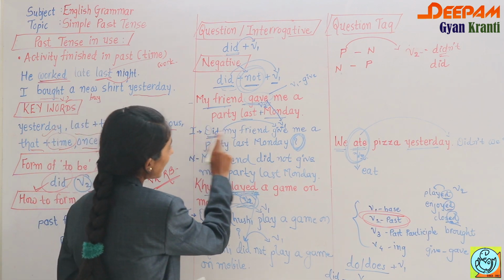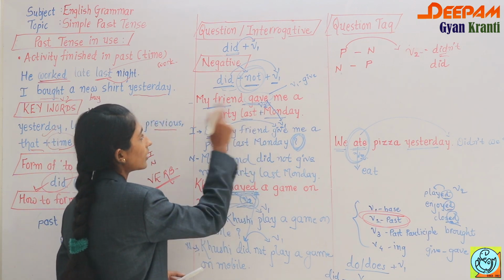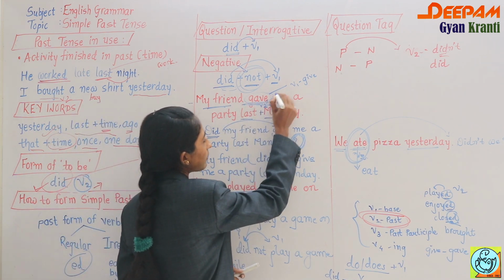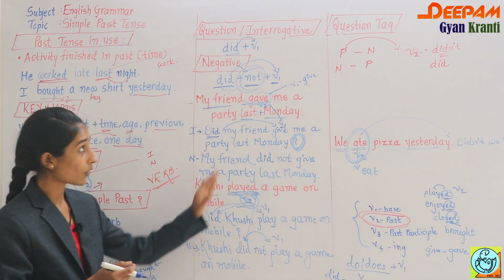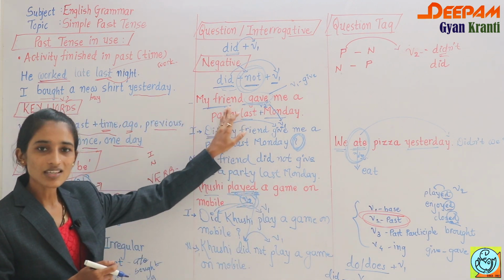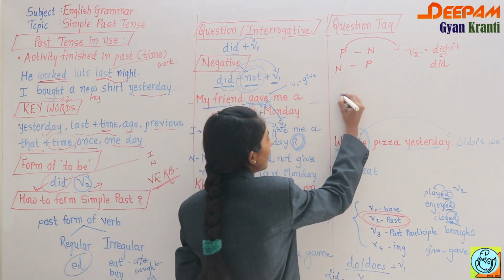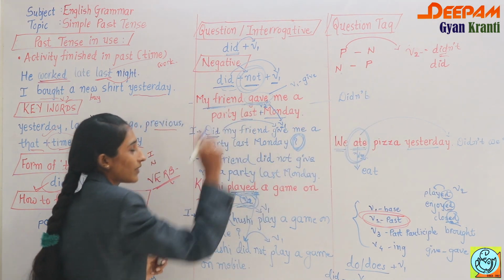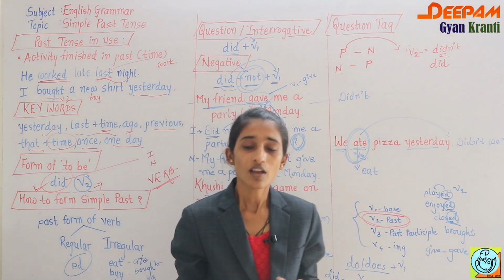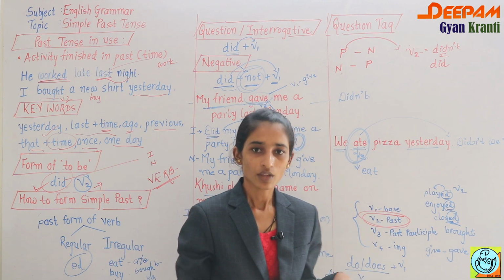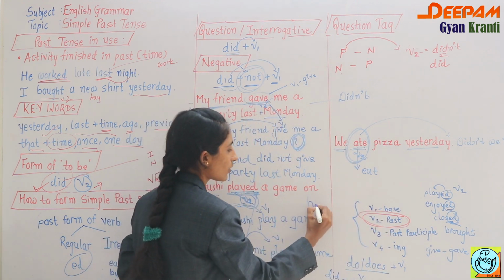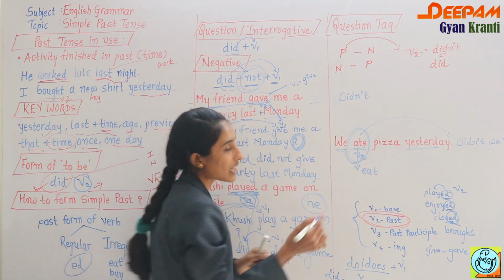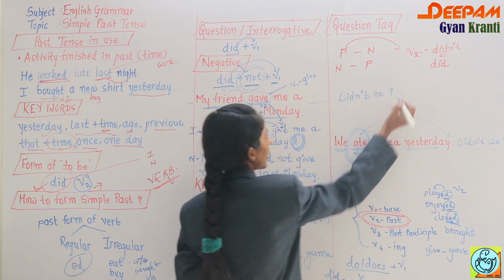Let's check this one. My friend gave me a party last Monday. See, gave is given, that means V2, and we want to make a question tag. The sentence is positive, so the question tag is negative. So didn't. Now for my friend, you know very well that when we don't know the gender, generally we take masculine, that is he. So for my friend, instead of she, we have to use didn't he, question mark.